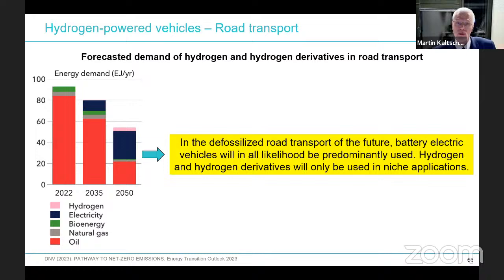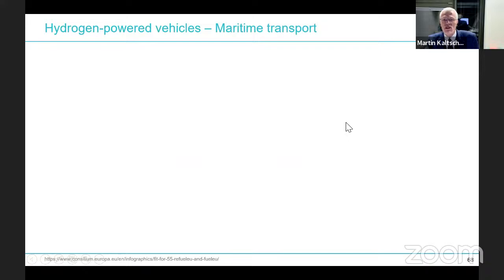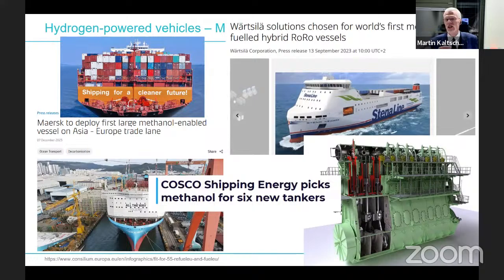So therefore, this is not the market what we see for the time being. What about maritime transport? For maritime, it's the same story. We also see a very clear transformation pathway that in 2025, the European Union says they have to reduce the carbon intensity by 2%. And in 2050 by 80%, according to the timeline, what you can see here. Therefore, the question is, what can we do when we talk about defossilization of maritime application?